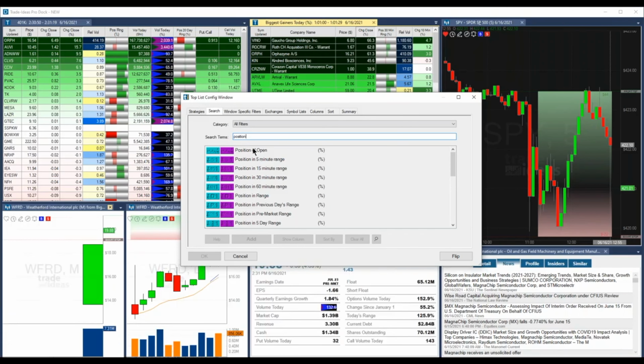20, 30, what about 3 months? What about 6 months? What about 9 months? What about a year? I can even say 2 year. So I'm going to do that. I'm going to add a filter.